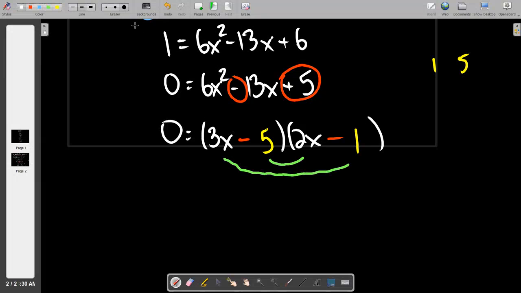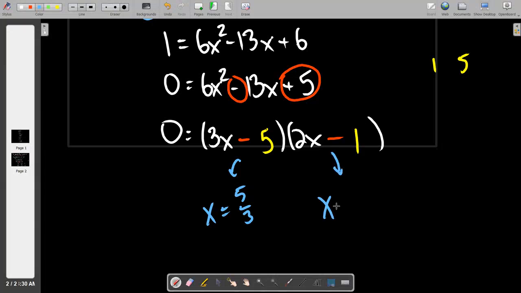What is the solution that will come from the first factor? I heard you say it. Wonderful. 5/3. Nice job. And how about this second solution? 1/2. And now it's time to vet them.